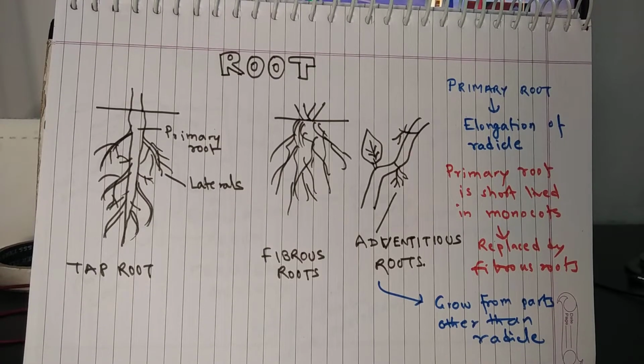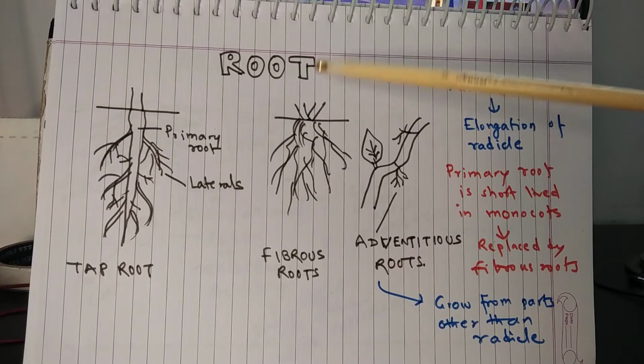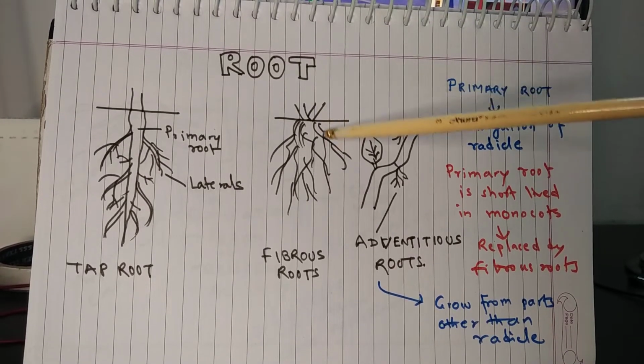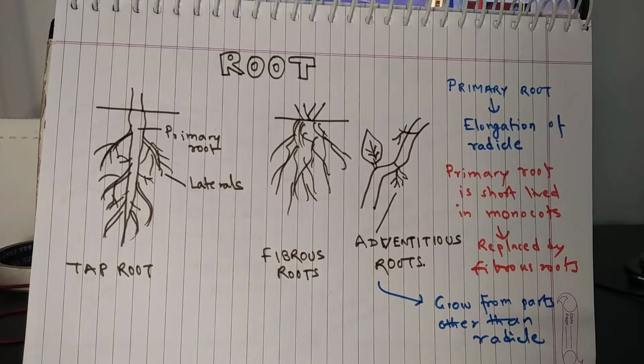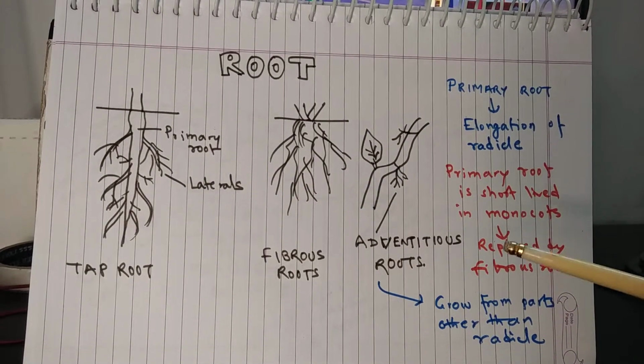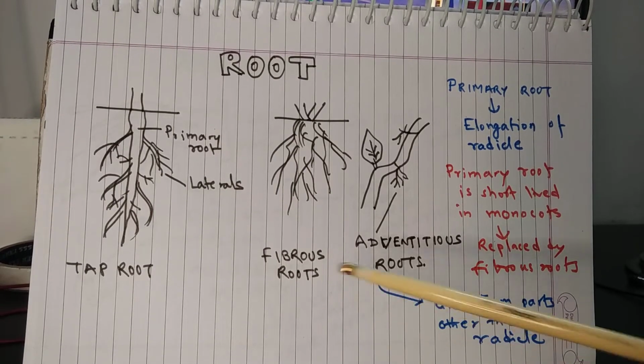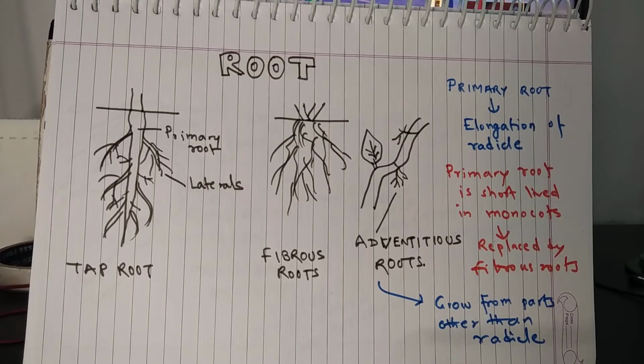In case of monocot plants, the primary root is short-lived and it is replaced by fibrous roots. So in case of fibrous roots, there are numerous roots coming out of the base of the plant, and there is no branching like in case of taproot system. So fibrous roots are found in monocot plants. If you root out a grass or say a plant of onion or garlic, you can easily observe fibrous roots. You will find at the base of an onion, numerous roots coming out from the base.